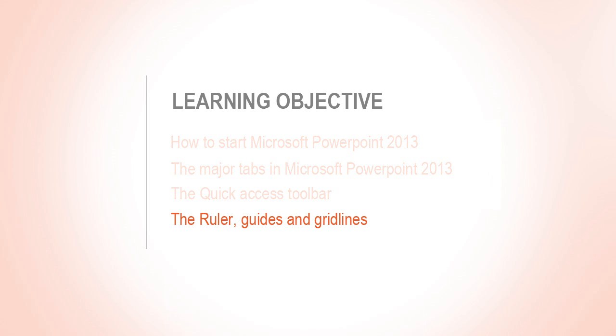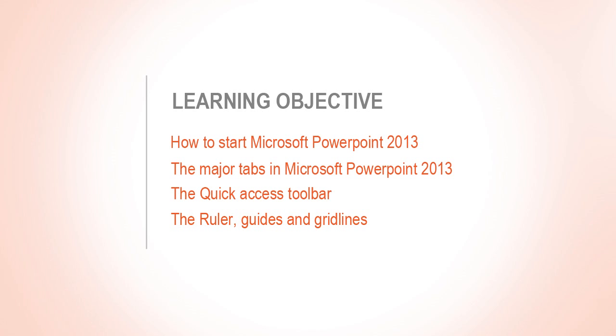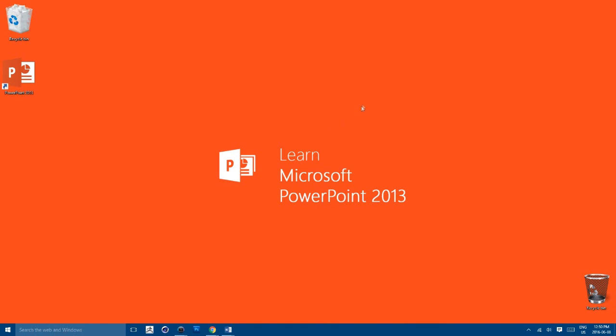And last but not least, the ruler, guides, and grid lines, which basically help you organize and arrange things like pictures and charts. Okay, so we're all set. Let's get started. The first thing is starting Microsoft PowerPoint. To start Microsoft PowerPoint, click on the PowerPoint icon, which is available on your desktop. Just simply go to your desktop and you'll find the icon of PowerPoint. Double click on it and PowerPoint should start right away.